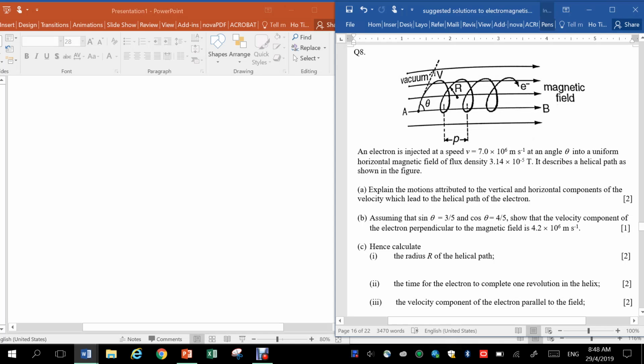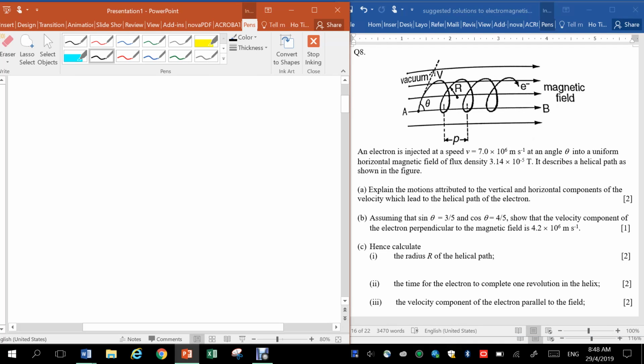Welcome back. So we are at question 8b, and I've started this because it seems that we cannot write on Microsoft itself. So let's draw again. V is at an angle to the horizontal, right? And we know that the horizontal component, which we call Vx, is here, and the vertical component is Vy, right? And the original velocity is V.